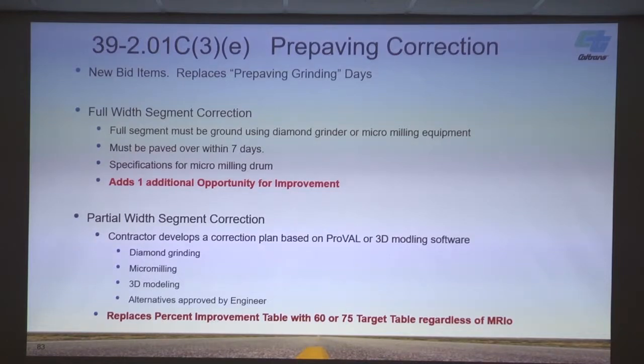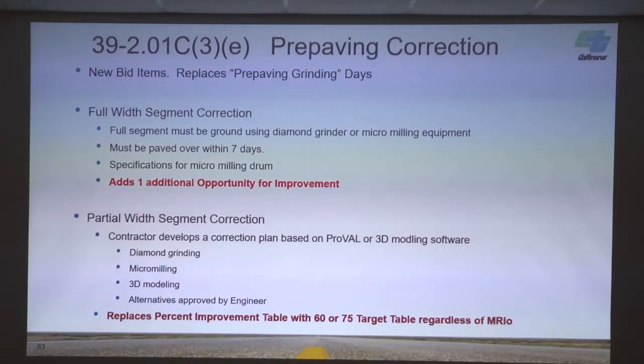Okay, so we have this new section called Pre-Paving Corrections. We used to have a spec that was pre-paving grinding days, and that spec didn't work out too great. The spec basically said go out, contractor, and grind every spot that had localized roughness over 180. And we're paying them by the day.